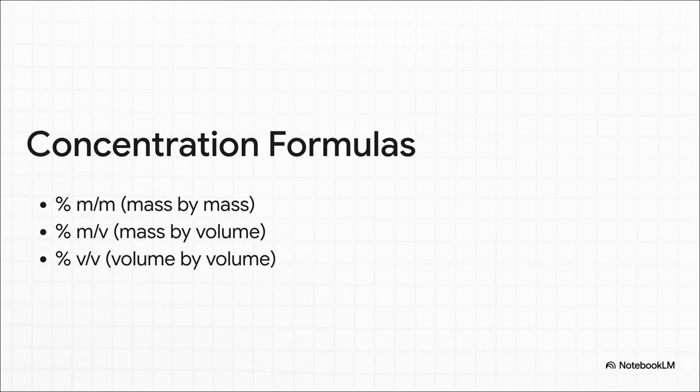Why does this actually matter in the real world? Well, consider a hospital saline drip. It is strictly a 0.9% mass by volume solution. That precise concentration safely replaces lost fluids in the human body. If that math is off even slightly, it goes from being a life-saving treatment to a very dangerous medical mistake.